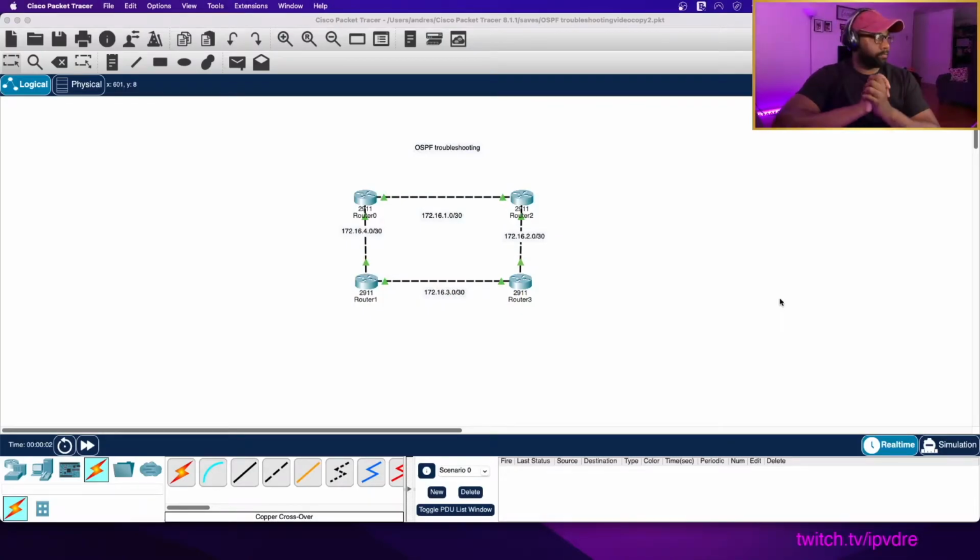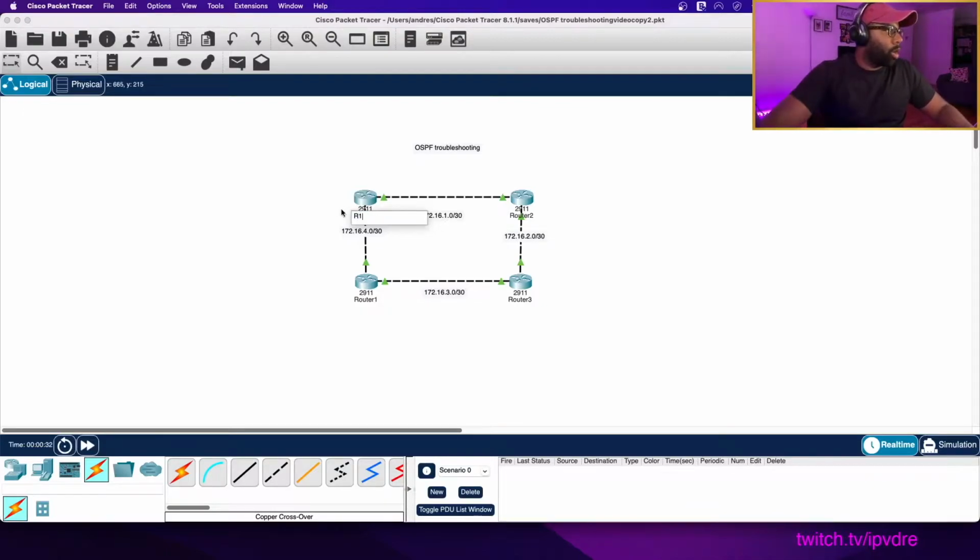OSPF troubleshooting. This is also very important for the exam, for real life. Screw the exam, for real life, you gotta know this stuff. You have to know why neighborships, you have to know what can go wrong with OSPF, particularly why certain neighborships do not form, right?